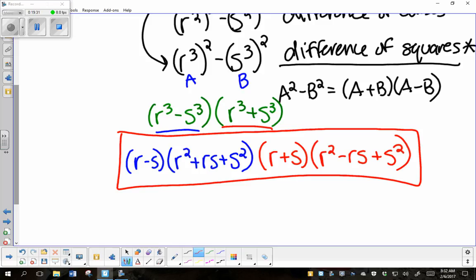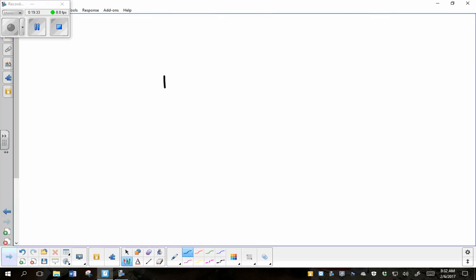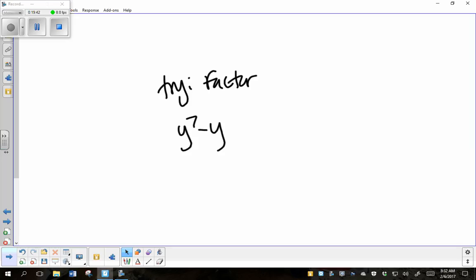And I have one for you to try. Let me get it written down really quick. I want you guys to try and factor, this one's not too hard, y to the 7 minus y. Remember, factor out a common factor if you can. All right, come with questions.